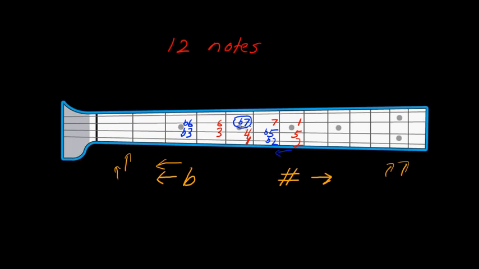But if you know this basic pattern of 1 through 7 and understand how to get flats and sharps, then this would be really easy, because you start with the original scale of 1 through 7, and then you just use flats to go down, sharps to go up.